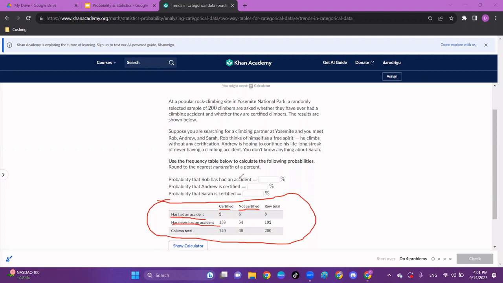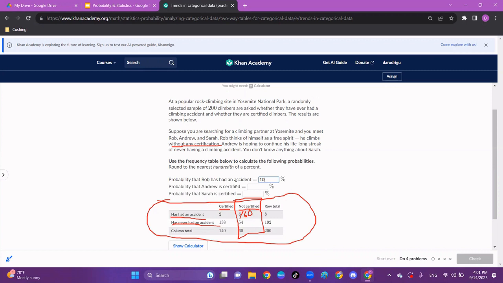The first one says, what's the probability that Rob had an accident? Well, we know that Rob thinks of himself as a free spirit. He does not have a certification. So I know that Rob is one of these 60 people that is not certified. The question is, what's the probability he's had an accident? Out of the not certified people, it's 6 out of 60, which is 10%. So if I'm looking at someone who is not certified, I'm going to say there's probably a 10% chance they've had an accident, because in the table, 6 out of 60 fit that criteria.